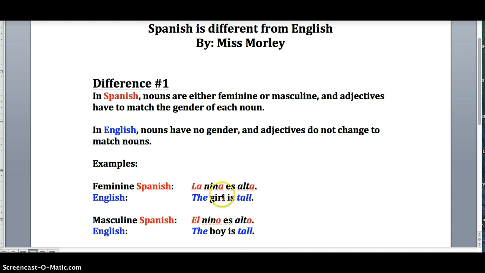So you notice girl and boy aren't assigned a gender, and we use the same article in both sentences, and we use the same adjective, tall, in both sentences. Where in Spanish, we have those changes. La niña es alta, el niño es alto.